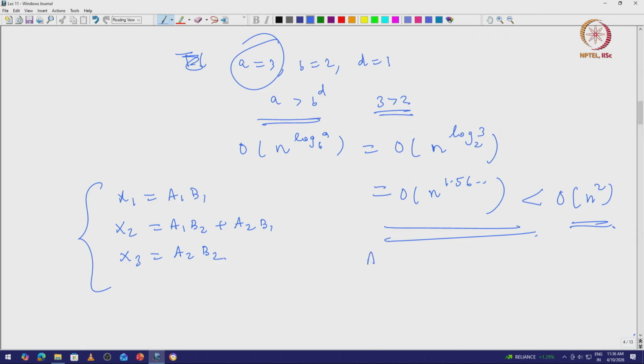What is the final answer? AB is x1 times 2 power n plus x2 times 2 power n by 2 plus x3, that is it. All these things can be done by shift operation and bit addition, which are of order n length. Therefore, I can solve the problem the moment I have these values.